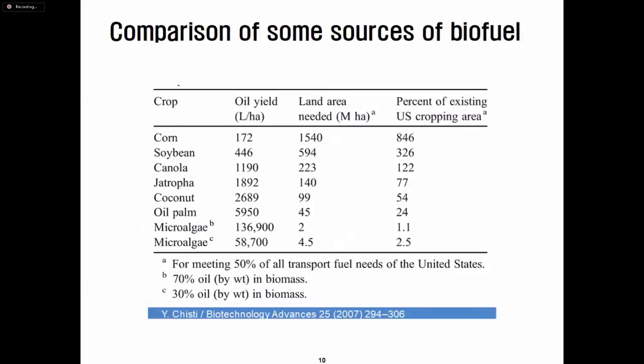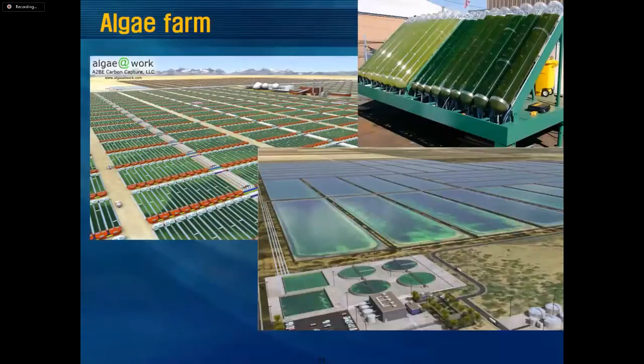And next, this table shows the comparison of some sources of biofuel. The cropping area in the United States has the lowest value in the case of microalgae. And this is a picture of an algae farm. Maybe you have already seen this green algae. It is located in a natural lake or an artificial lake. Algae is a simple photosynthetic organism that could be helping our biofuel, and this is how to gather aquatic biomass.